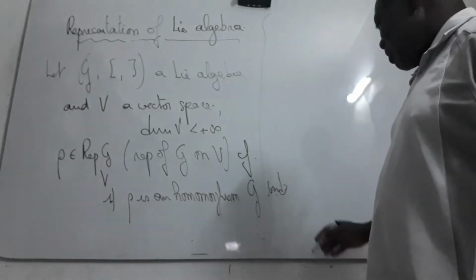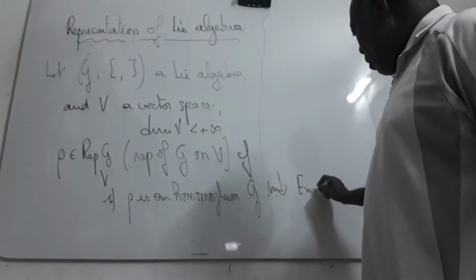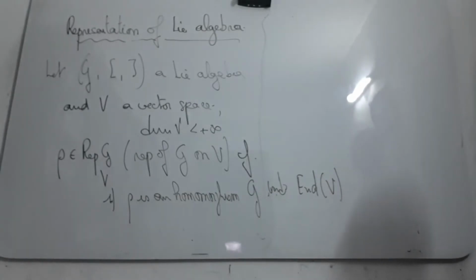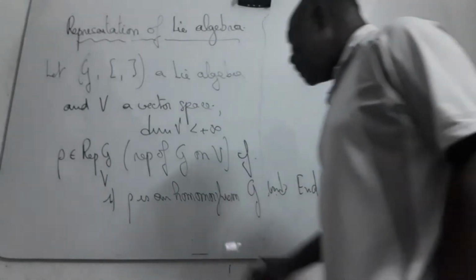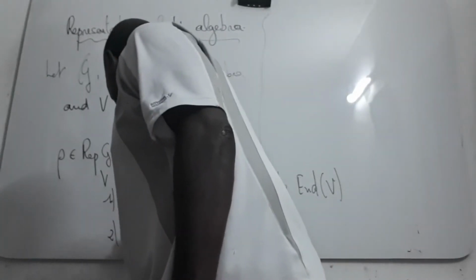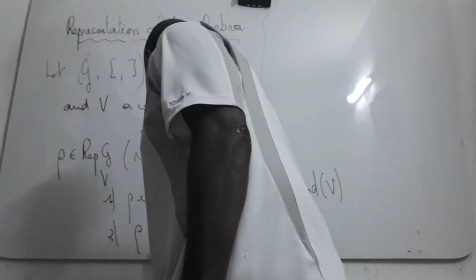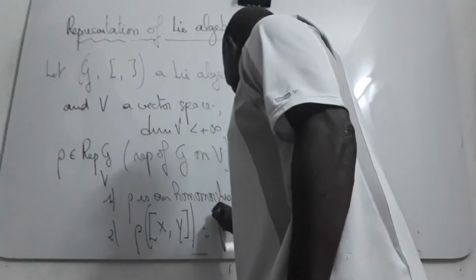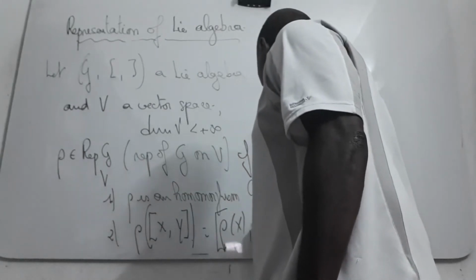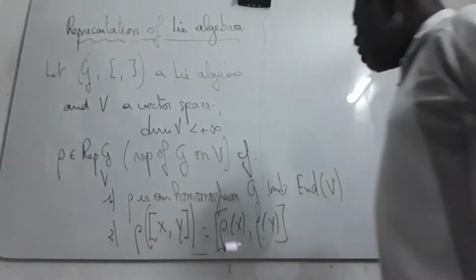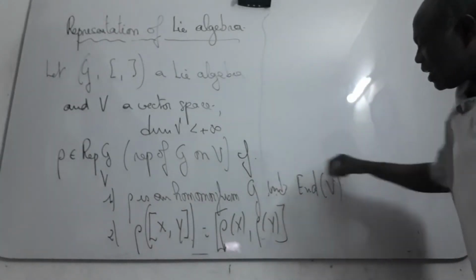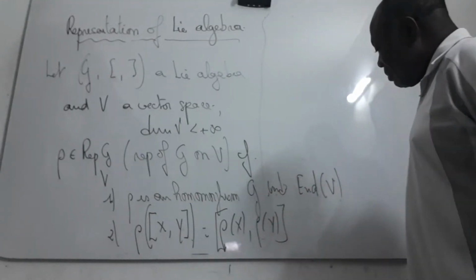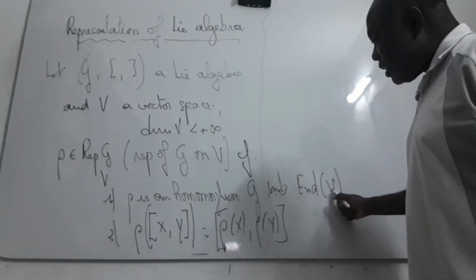this kind of algebra, the algebra of endomorphisms of your vector space, such that, first of all, it is a linear map, and in the second place rho of the bracket of x and y is also equal to the bracket of the images. That means that rho is a homomorphism of Lie algebras, because g is a Lie algebra and this one is also a Lie algebra, the Lie algebra of endomorphisms of this vector space.